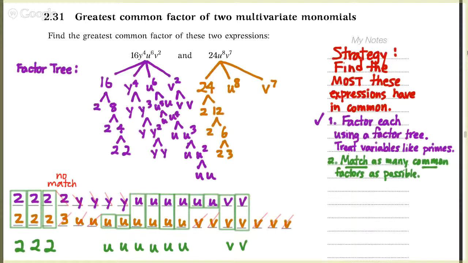So we found now as many matches as possible between the factors of these 2 expressions, and so it's just now a matter of simplifying what we have. 2 times 2 times 2 is going to give you 8. Multiply those 6 factors of u together to get u to the 6th. Multiply those 2 factors of v together to give you v squared, and the greatest common factor of these 2 expressions is 8 u to the 6th v squared.